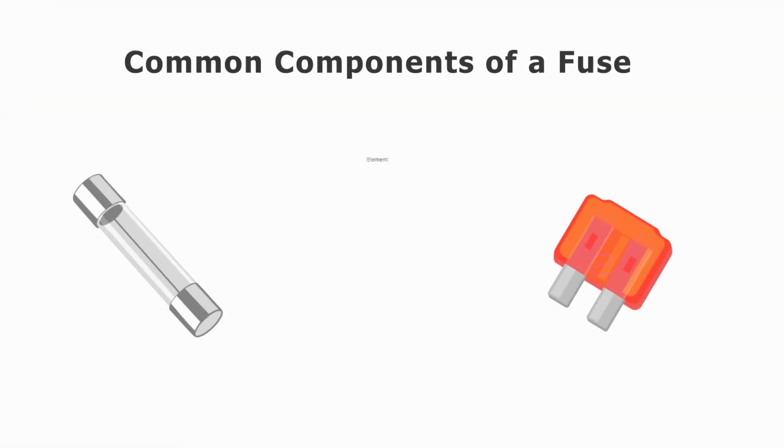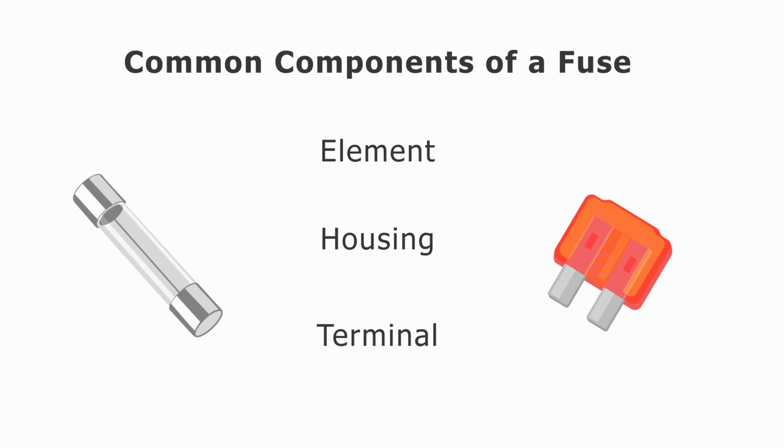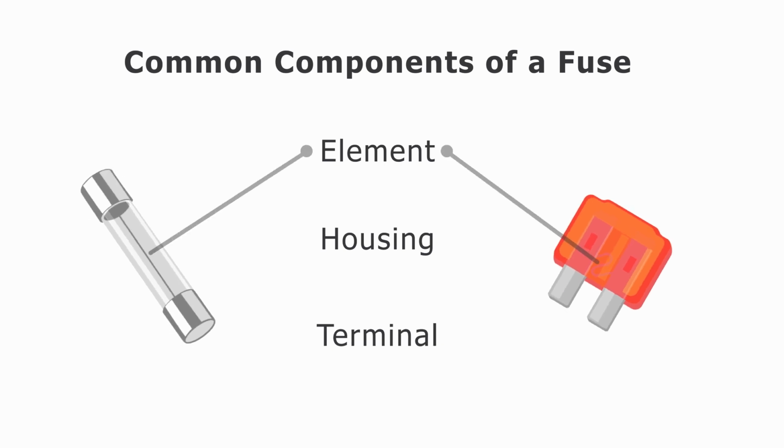All fuses are constructed with the same basic components to perform the required function, with differences in how these components are designed based on application. These are the basic common components of a fuse. Fuse element. The component of a fuse that is designed to melt or blow when overcurrent occurs, opening the circuit and preventing the flow of electricity. Some elements may be resettable to allow the fuse to be reused.